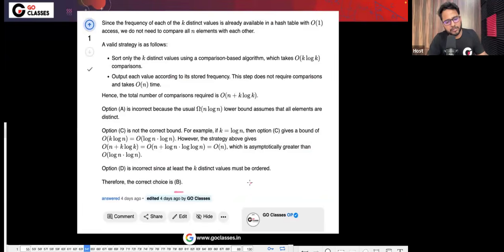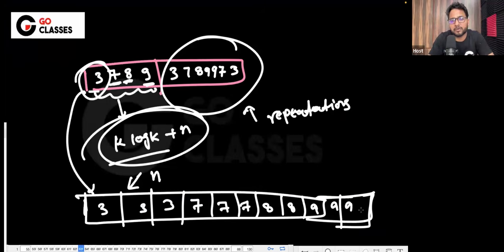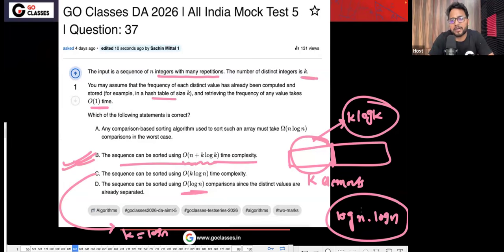I hope you understood this question. It was an easy question, a nice question, I can say. If there is any difficulty in this question, then it could be because you might not have practiced these kinds of questions. But I think it was a very easy question. You have to sort the k integers only, right? You don't have to do anything else other than sorting the k integers. So that's why k log k time it will take, and then n more time it will take.